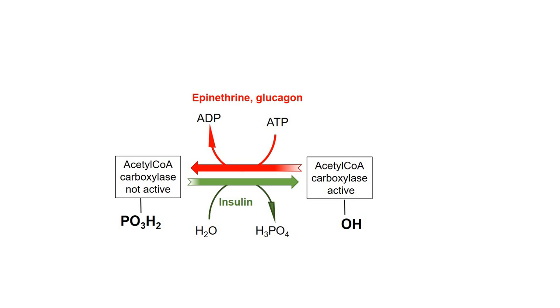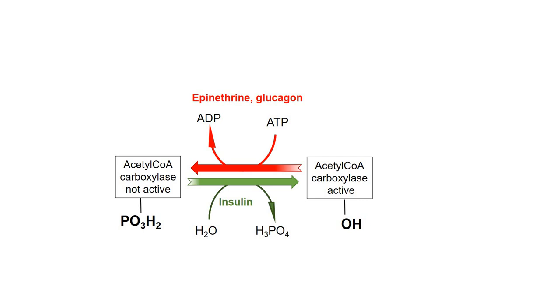Insulin promotes acetyl coenzyme A carboxylase activation. It happens because of two reasons. At first, insulin promotes translation of acetyl coenzyme A carboxylase as a protein. The second, insulin impacts phosphoprotein phosphatase and transforms acetyl coenzyme A carboxylase into the active state.